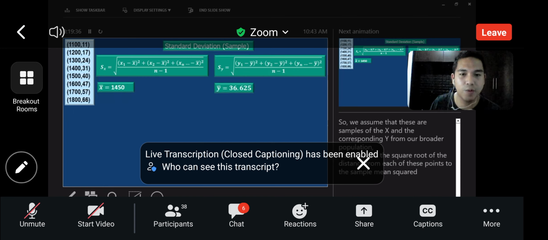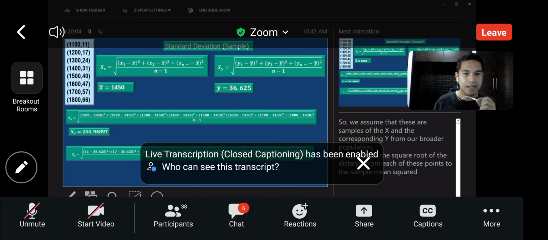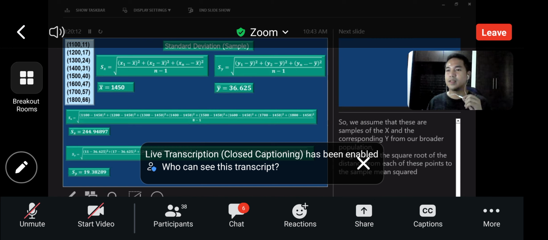Here are our x bar and y bar. We will use them and substitute all the values in the formula. So 1,100 minus 1,450 squared, plus 1,200 minus 1,450 squared, up to 1,800, divided by 8 minus 1. We get a value of 244.94897. For the standard deviation of y, we have 19.38289.